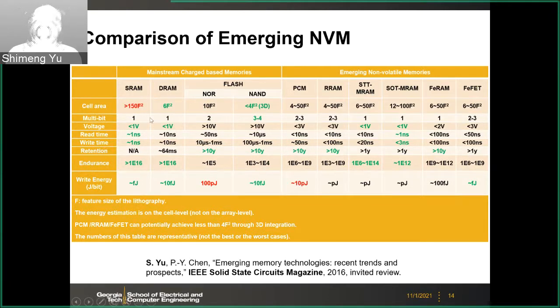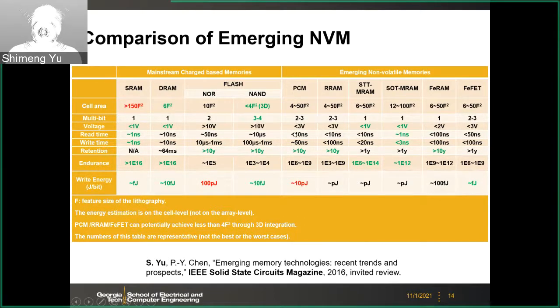And multi-bit: SRAM is 1 bit, DRAM is 1 bit, and for NAND flash, you can have TLC, QLC, like 3 to 4 bits. And for the emerging non-volatile memories, typically you can do 2 or 3 bits, like phase-change memory, RRAM, FeFET. FeRAM is 1 bit. FeFET can do 2 or 3 bits, and MRAM is always 1 bit. We will discuss the reason later.